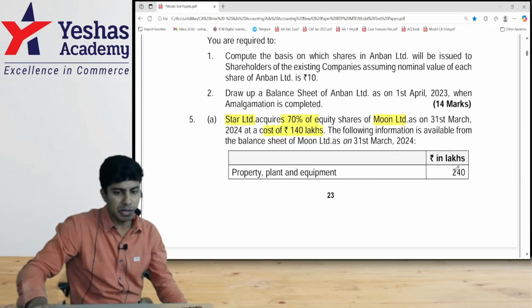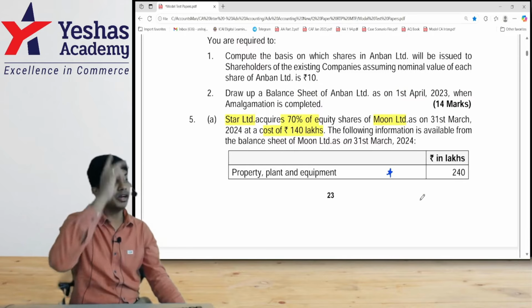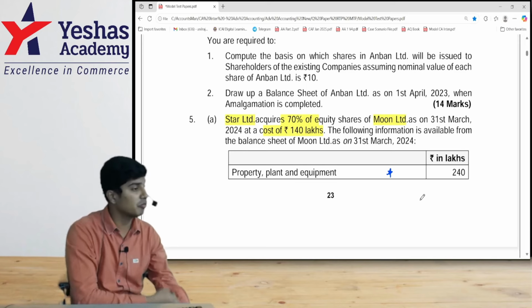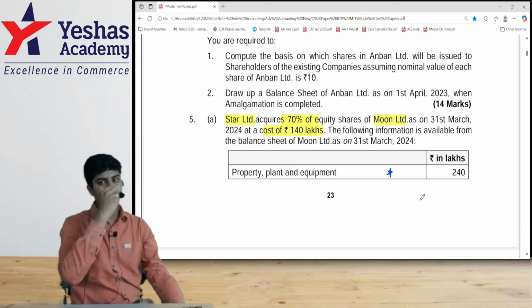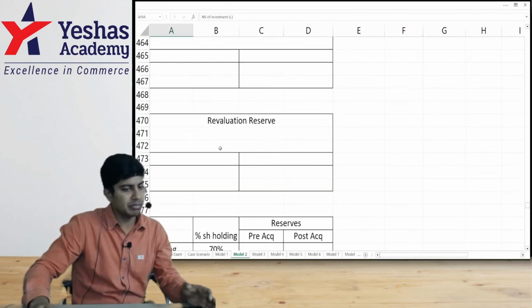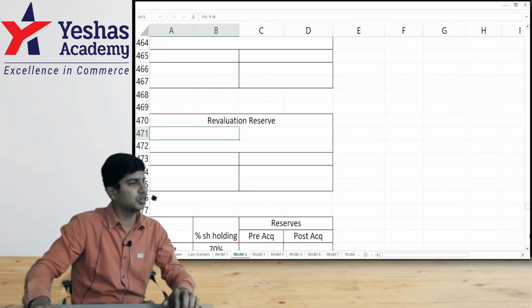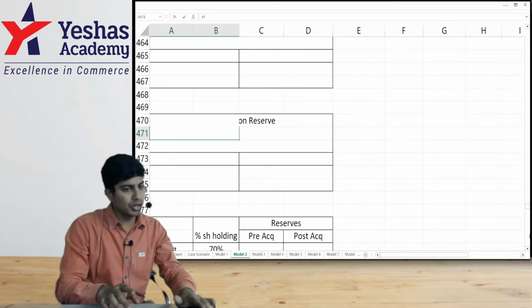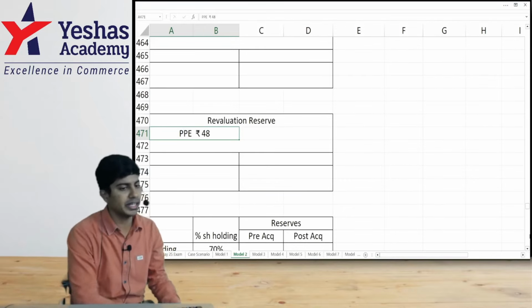Come to PPE. Here, 240 is there. We should increase it by 20%. So 240 is not the value. We should do upward revaluation by 20%. How much upward revaluation? 240 lakhs into 20%, 48 lakhs. You agree with me? So here in my reserve analysis, I'll write one revaluation: PPE, I'm going to do upward revaluation by 48 lakhs.